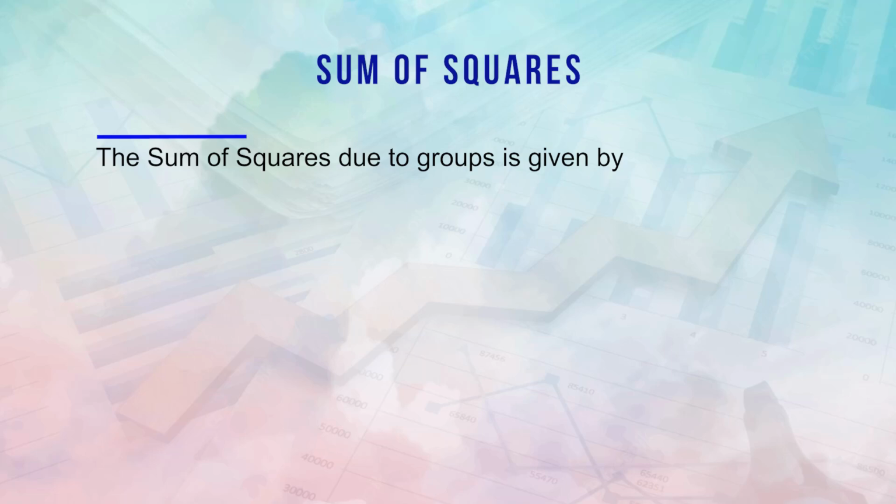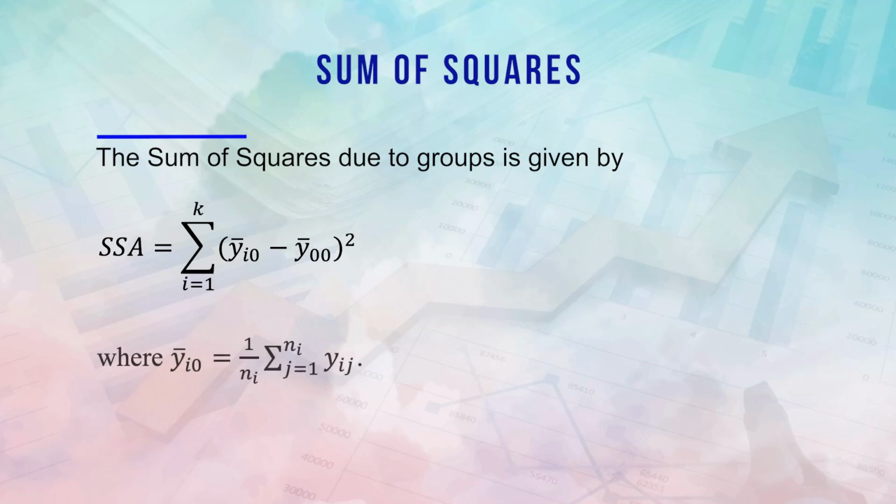We have k number of groups, so the sum of squares due to groups, that means the variability due to the groups, is summation of (y_i0 bar minus y_00 bar) whole square. What is y_i0 bar? If you look at the formula, there are n_i observations in the ith group. So y_i0 bar is nothing but the mean of the observations in the ith group.